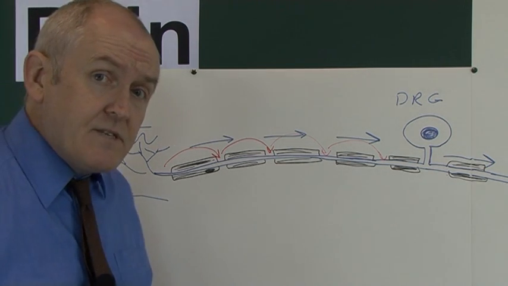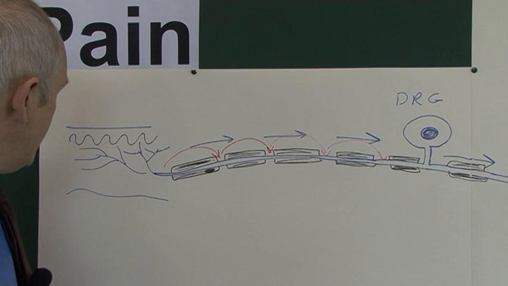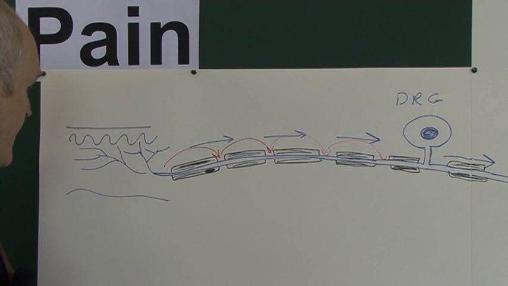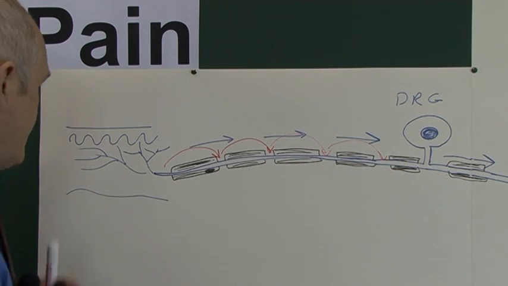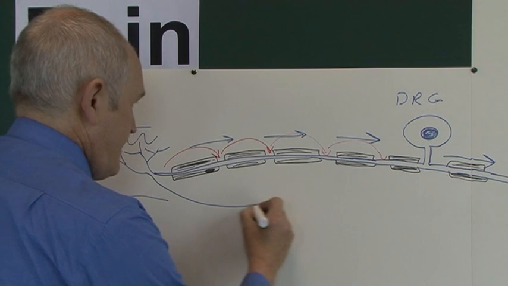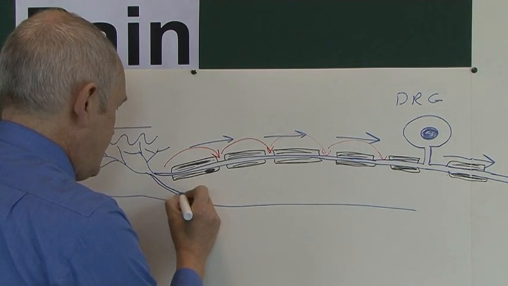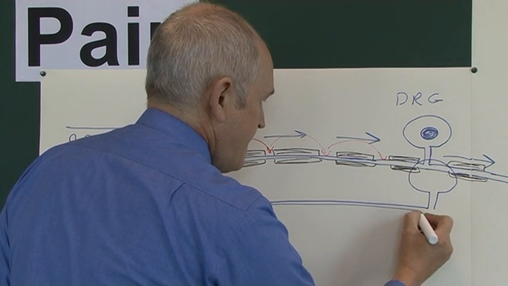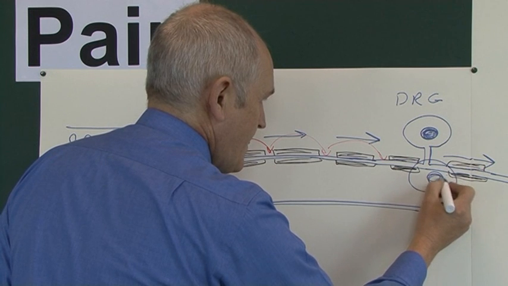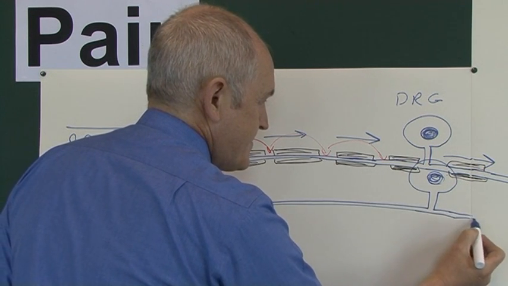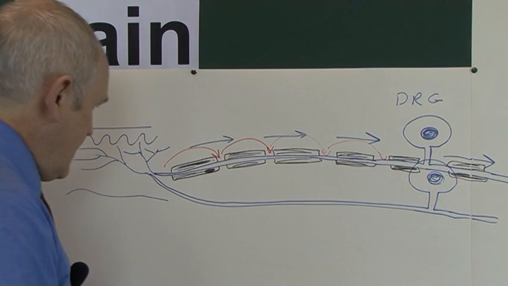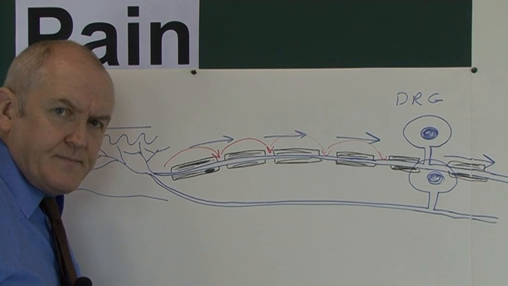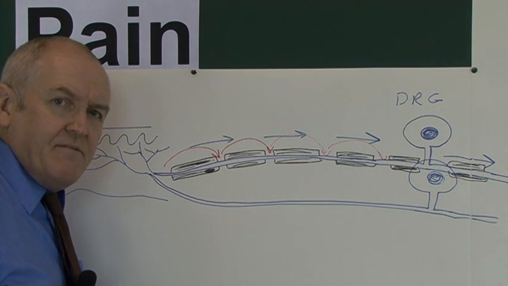Well, the answer is a completely different type of nerve fibre. So here we have another nociceptor, just the same as in the A delta fibre. And this nociceptor is also connected to a dendrite, just as the other one was, also connected to a cell body in the dorsal root ganglia, also with an axon. But these fibres are not myelinated, and they tend to be fairly thin fibres.